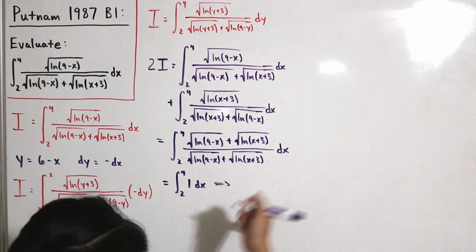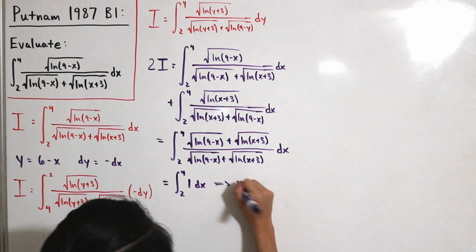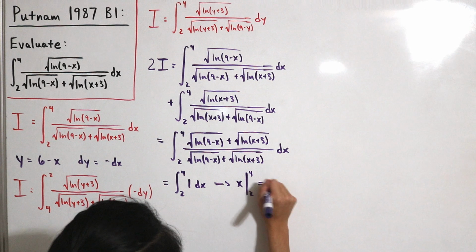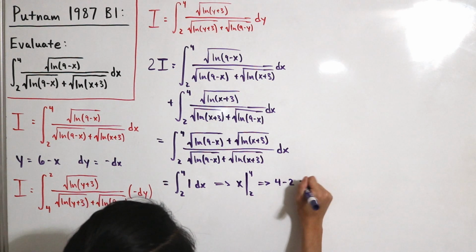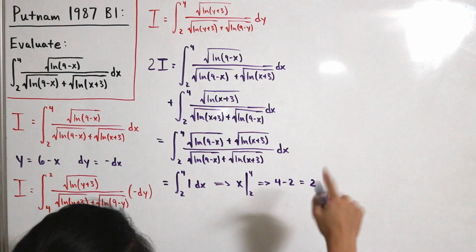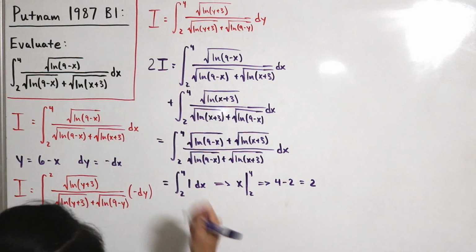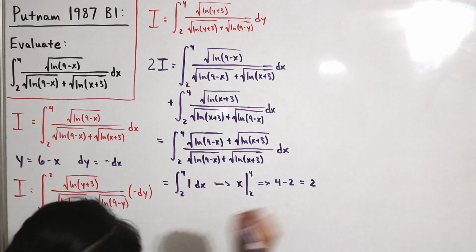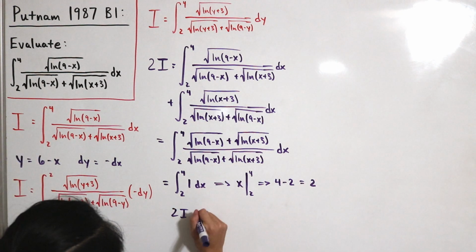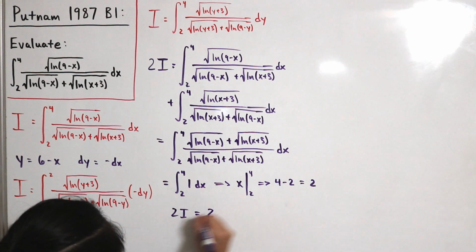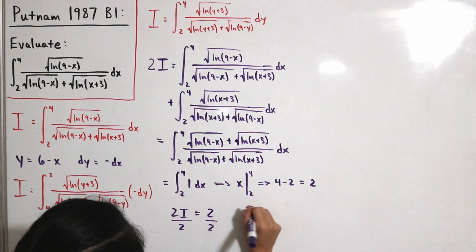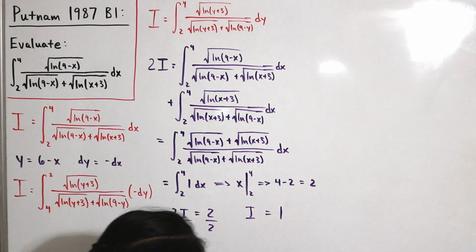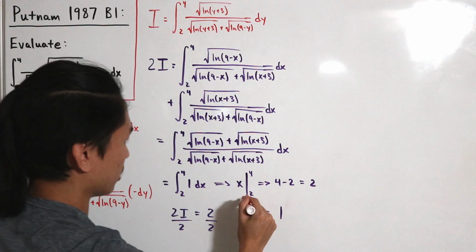This is a very simple calculation. It's just x evaluated from 2 to 4, which is 4 minus 2 equals 2. But we're not done yet. Remember, 2 is equal to 2I, and we're trying to solve this integral which we defined as I. So lastly, you just divide both sides by 2, and therefore the integral we're being asked to evaluate is just equal to 1.